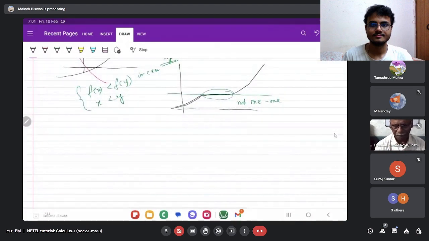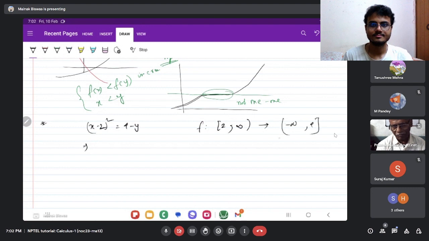Sorry for that. It is requiring a little bit more space than I anticipated. So anyways, 4 minus y is equal to (x minus 2) square. So I take square root on both sides. So remember, your function is defined from 2 to infinity, mapping to minus infinity to 4. Sorry for that. Minus infinity to 4.